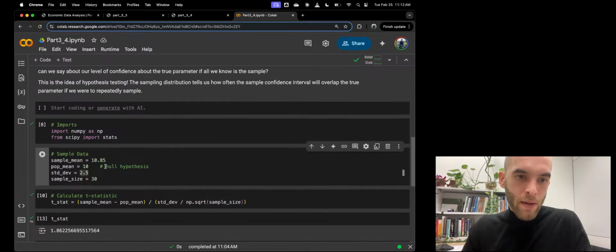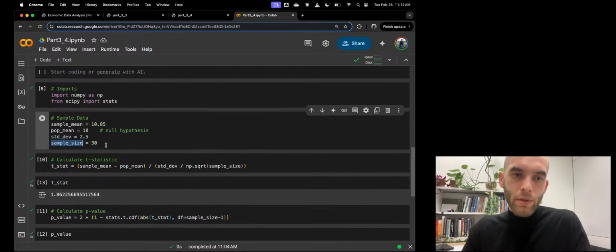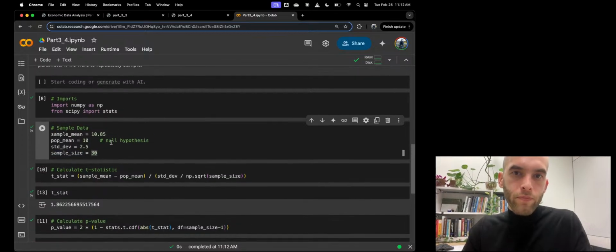So we have some sample data here. We have the sample mean. We have the population mean that we're guessing. We'll talk about hypotheses a little bit later, but this is our guess. Then we have a sample standard deviation of 2.5, and then a sample size of 30. So we're going to run this.